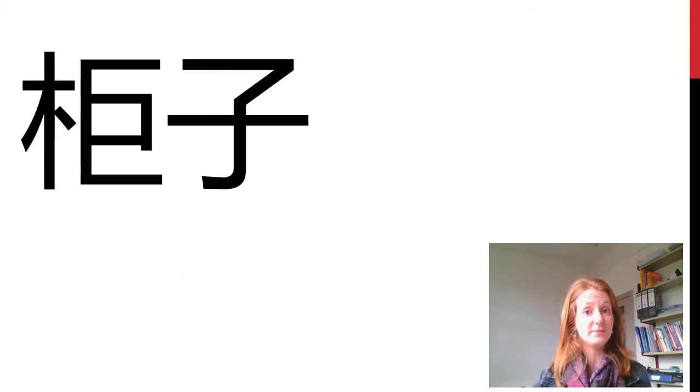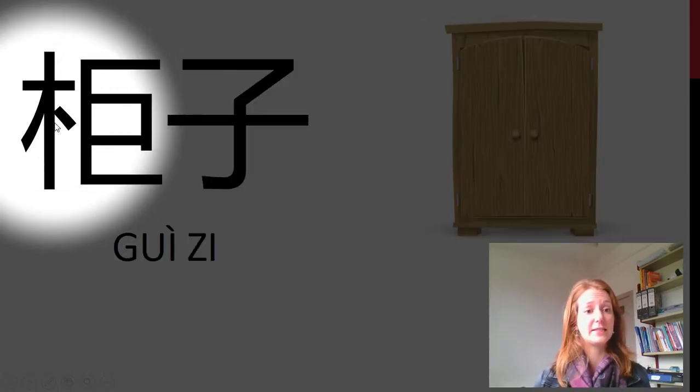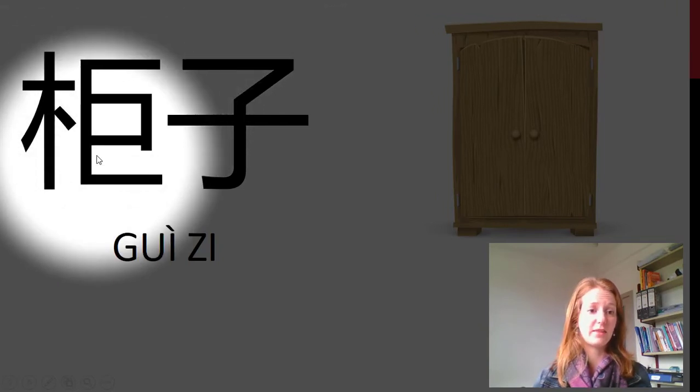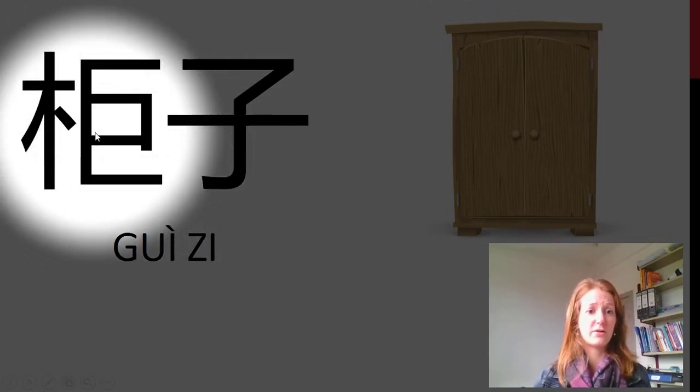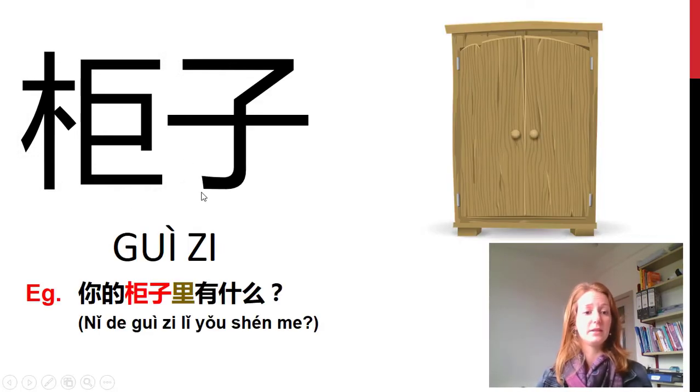这是什么? 这是柜子. 柜子. A cupboard. As you can see, we've got another wood radical over on the left-hand side, and I think of this one as, like this is the cupboard, and you've got different shelves and things that you can put inside the cupboard. 柜子. 你的柜子里有什么? What do you have in your cupboard?